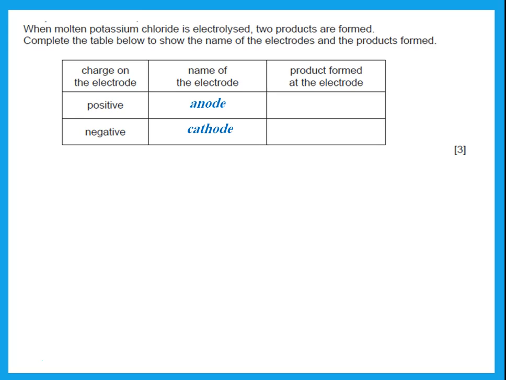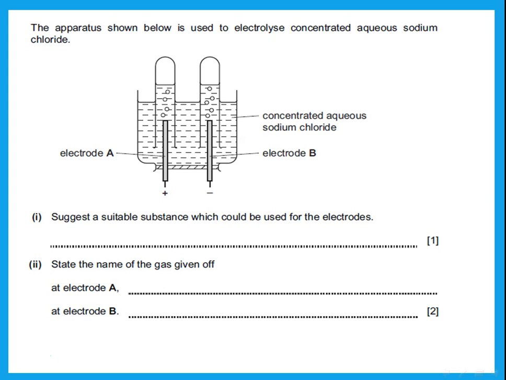Okay, when we do molten potassium chloride, so he's doing electrolysis of molten potassium chloride, what forms at the positive? Well, the one that goes to the positive is the chloride ion, so it forms chlorine. Which one goes to the negative? The potassium ion, so it forms potassium. Okay, metals form at the cathode, non-metals form at the anode.